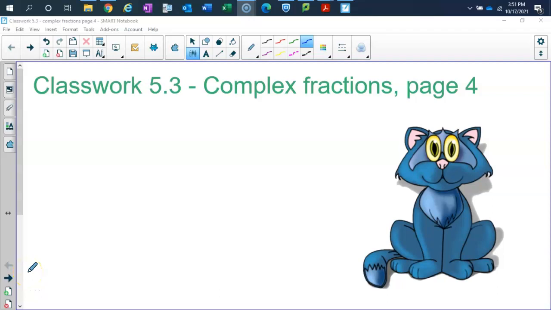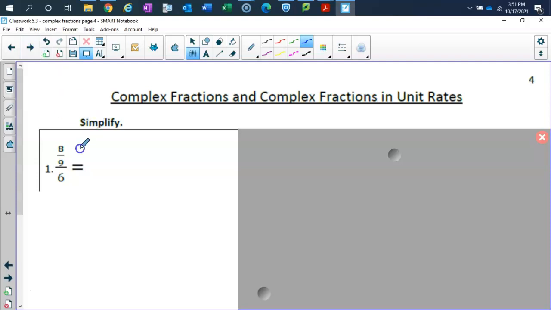All right, guys, this is the classwork that goes along with the complex fractions. You should be on page 4 in your homework packet, and you definitely need a calculator on your desk to use. All right, simplify. 8/9 over 6. Go.